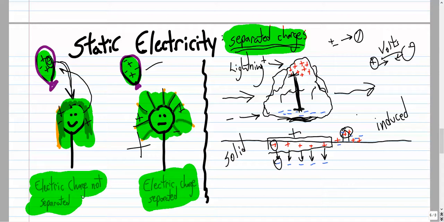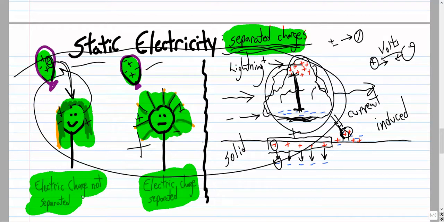And as this cloud goes over, if it gets close enough, then you can get a lightning strike. And then that is definitely not static. That is current. But the simple idea of static electricity is separated charges. Yes, static electricity can move. We saw that with both of these examples. And I'm almost at 9 minutes, so this video should be over before you fall asleep.